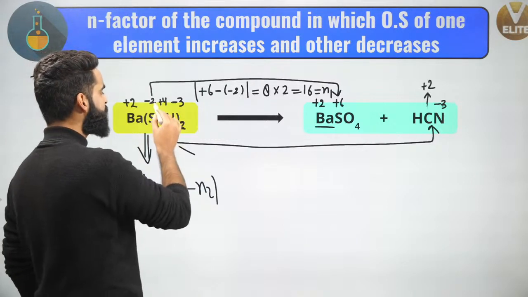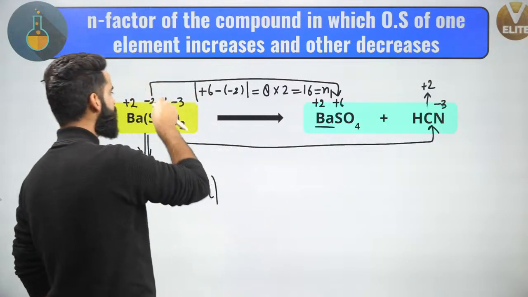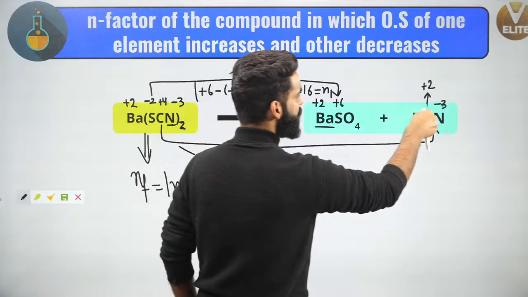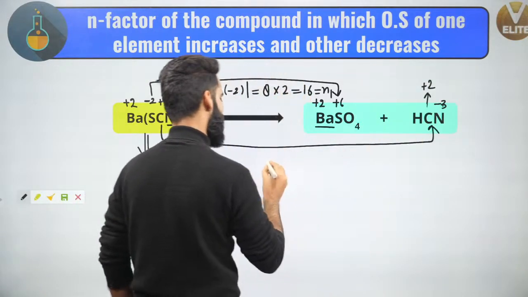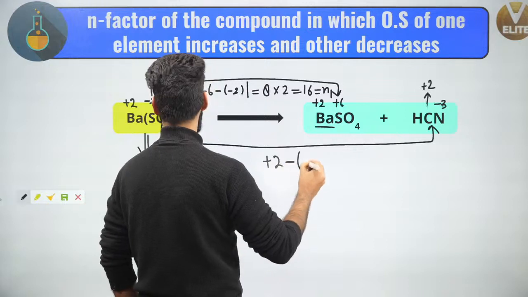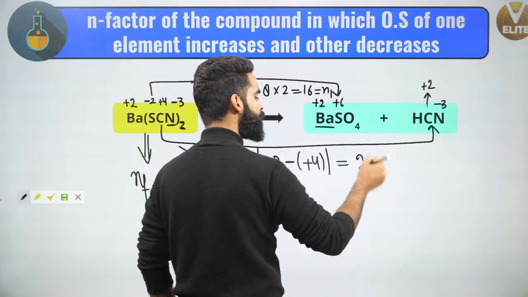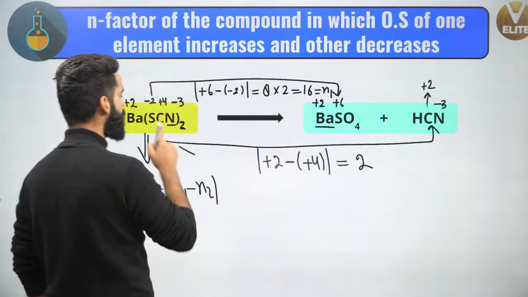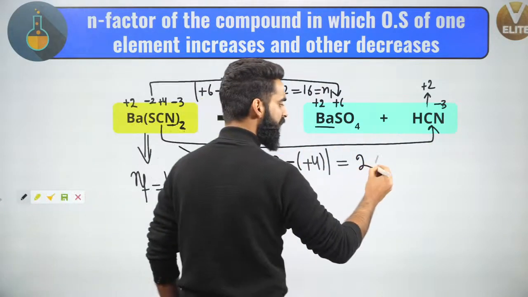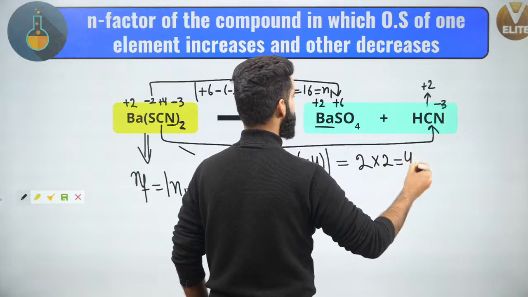Now what about the change in the oxidation state of carbon? This is the initial oxidation state of carbon, +4. This is the final oxidation state of carbon, +2. So final oxidation state of carbon minus initial oxidation state of carbon, just take the mod. Value you are going to get as 2. 2 is the change in the oxidation state for one carbon, but I have 2 carbons. I'm going to multiply it by 2. Value you are getting as 4.